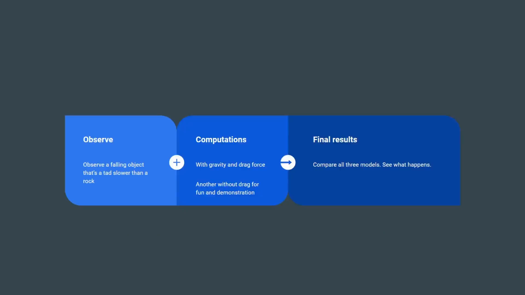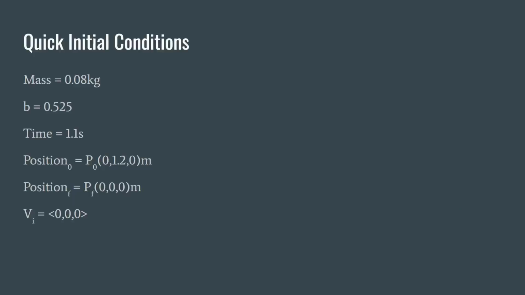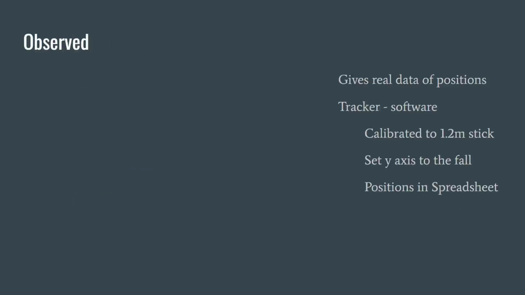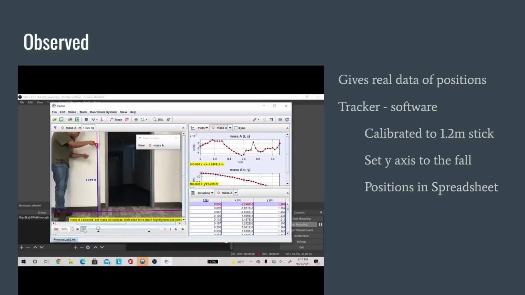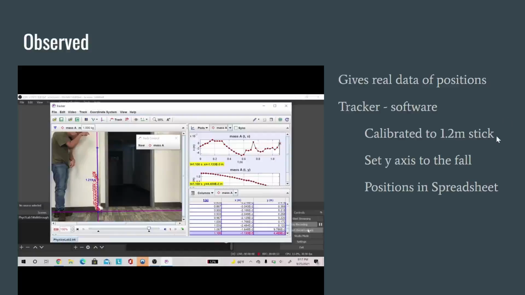So with all that, we can make an observation where I'm going to observe a falling styrofoam ball. And from there, I'll make a computation with drag and without drag, and we'll compare the final results of the two. So here's quick conditions if someone wants to pause the video and see that. Here is the bowl. The blue line represents the height, and the purple line represents the y-axis, and on the bottom right is all the positions that we're taking while it's falling. And these positions will be compared with a computational model.